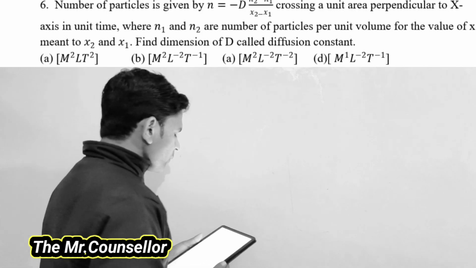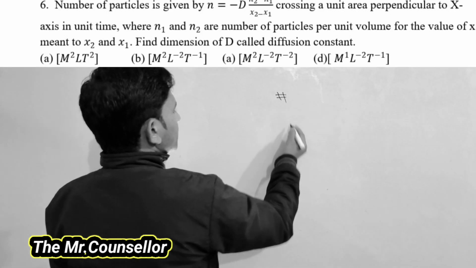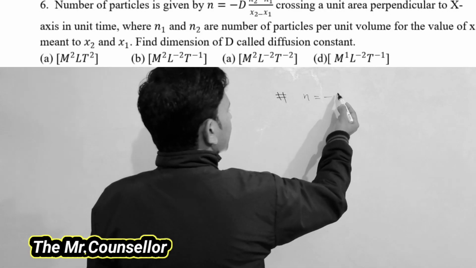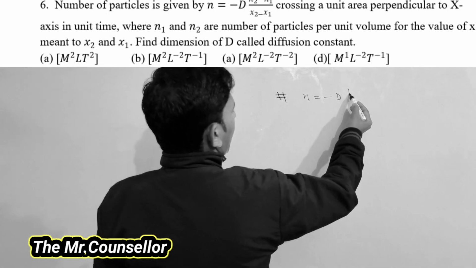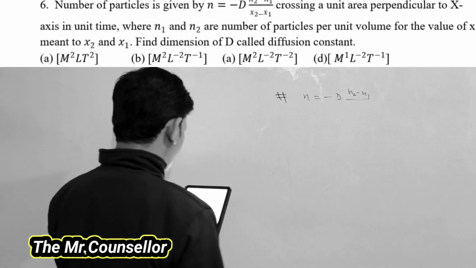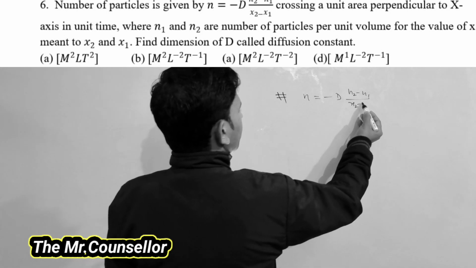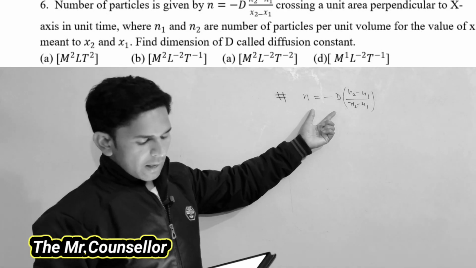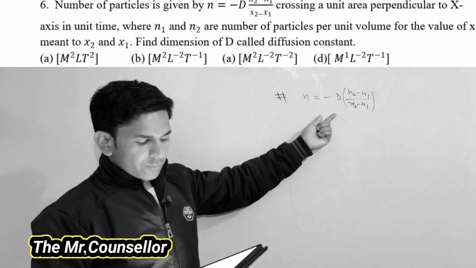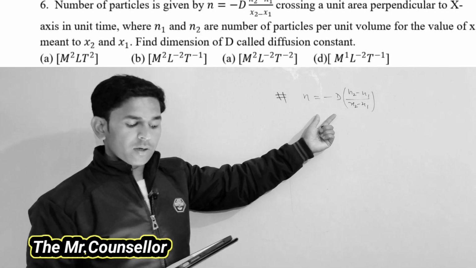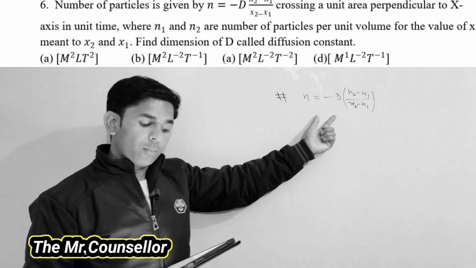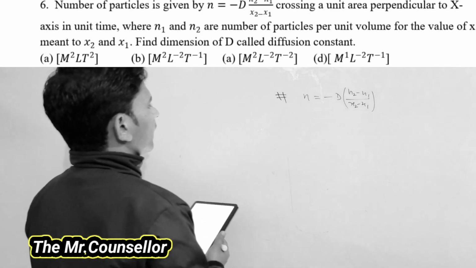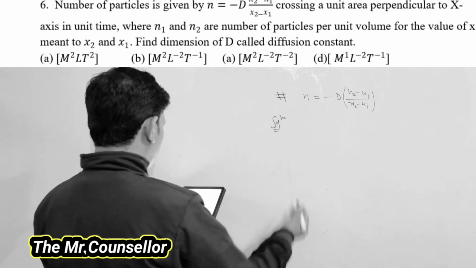Okay, so first, what is given here? There is one equation given: n is equal to minus D times (n2 minus n1) divided by (x2 minus x1). After this, they are telling us that small n is basically the number of particles passing through per unit area in unit time. So we are going to solve this one.